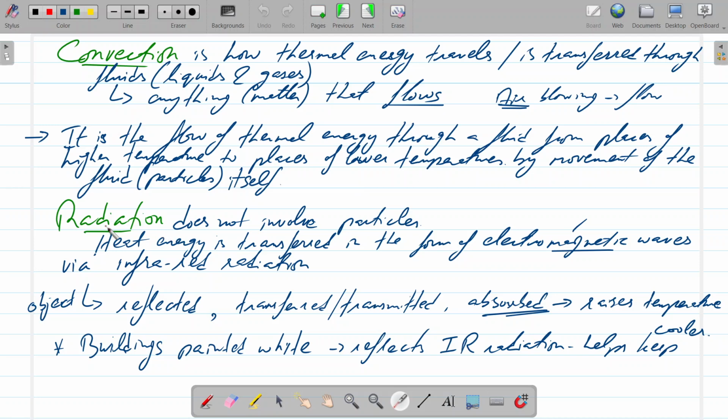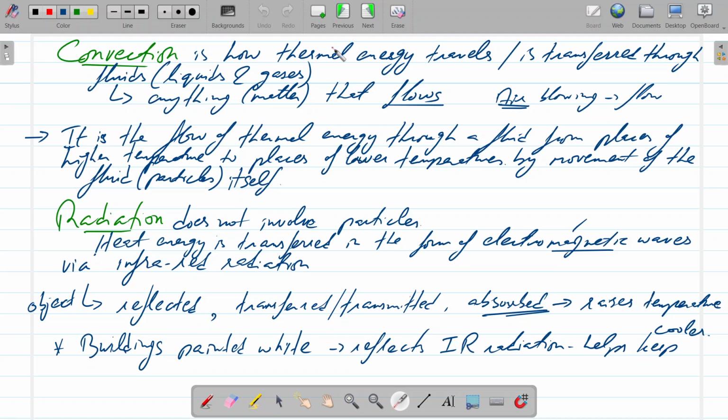So let's do this again. Radiation is a form of transfer of thermal energy that does not involve particles at all. Heat energy is transferred in the form of electromagnetic waves, in this case infrared radiation, and it travels at the speed of light. So radiation has all the properties of electromagnetic waves and travels with the speed of light.